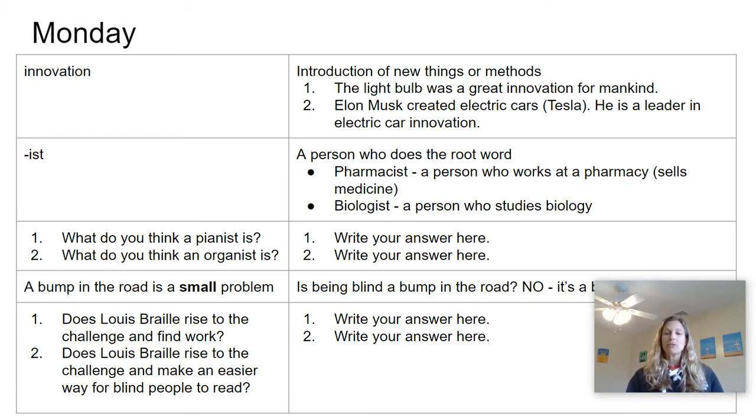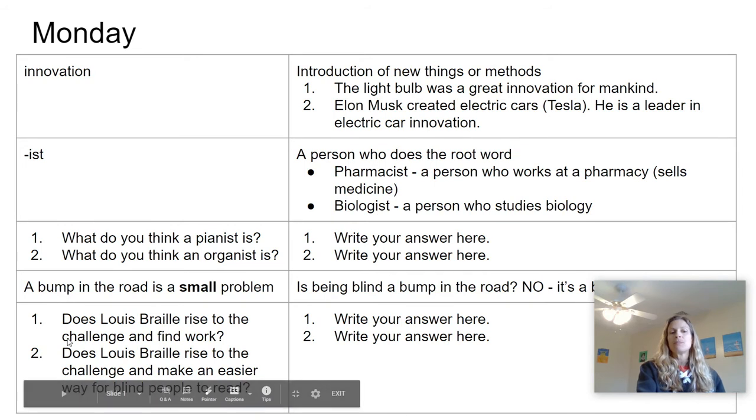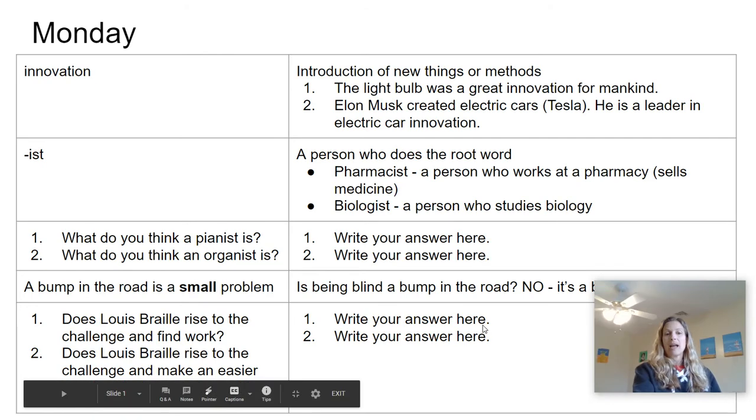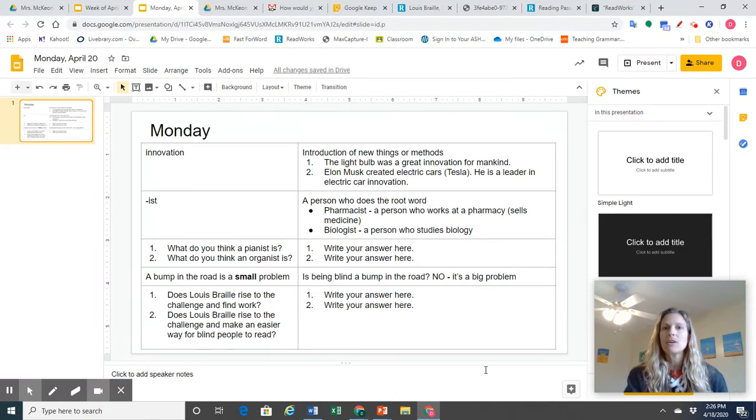And then when we're done reading, I want you to answer these two questions. Does Louis Braille rise to the challenge and find work? His mom wanted him to not be a beggar, even though he was blind. So she wants him to be able to find work. So you're going to write the answer to number 1 there. And then, does Louis Braille rise to the challenge and make an easier way for blind people to read? I'm sorry that that's covered up a little bit. And you're going to write your answer there where number 2 is. Okay, so let's go to the article.